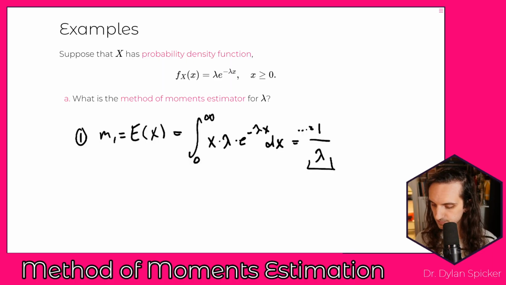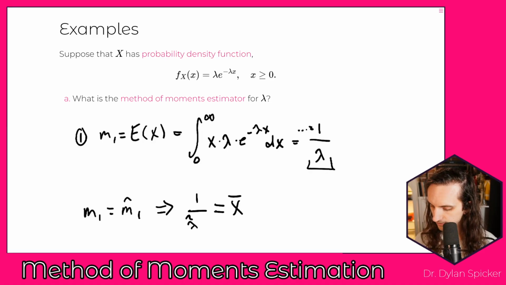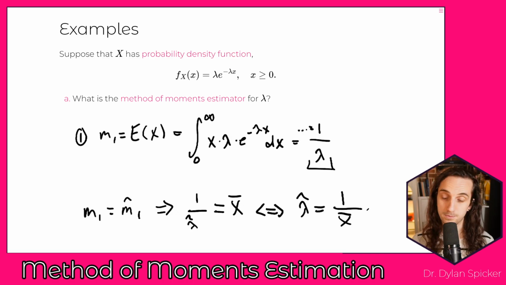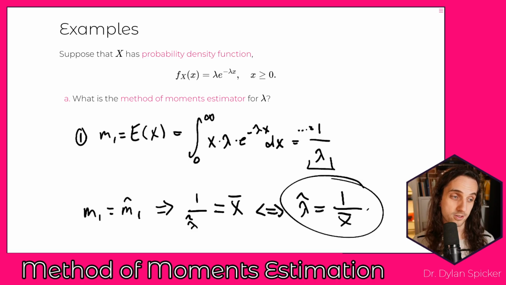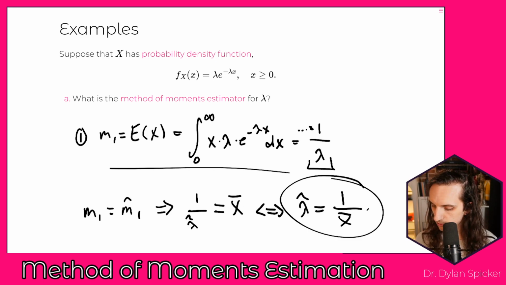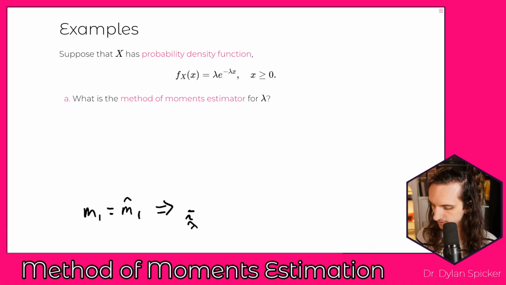And so we'll skip through the calculus steps here, but ultimately this is going to solve to be 1 over lambda. And so then if we want to set m1 equal to m hat 1, that's the same thing as saying 1 over lambda hat is equal to x bar, right? And so then solving for lambda hat is 1 over x bar. So it's the inverse of our sample mean. That's what our method of moments estimator is here. And so in this case, as long as you can solve through this integral, then working out what the method of moments estimator is after that point is not too challenging.